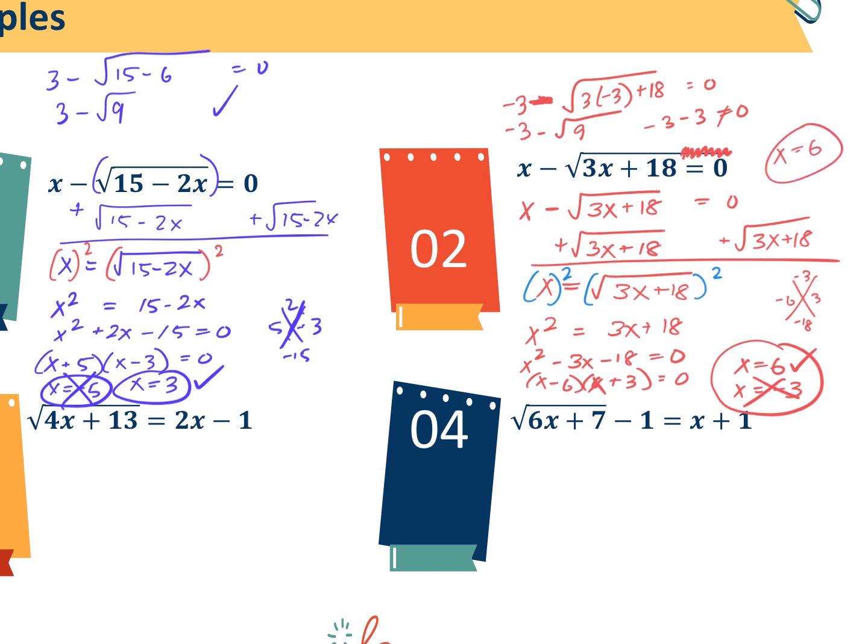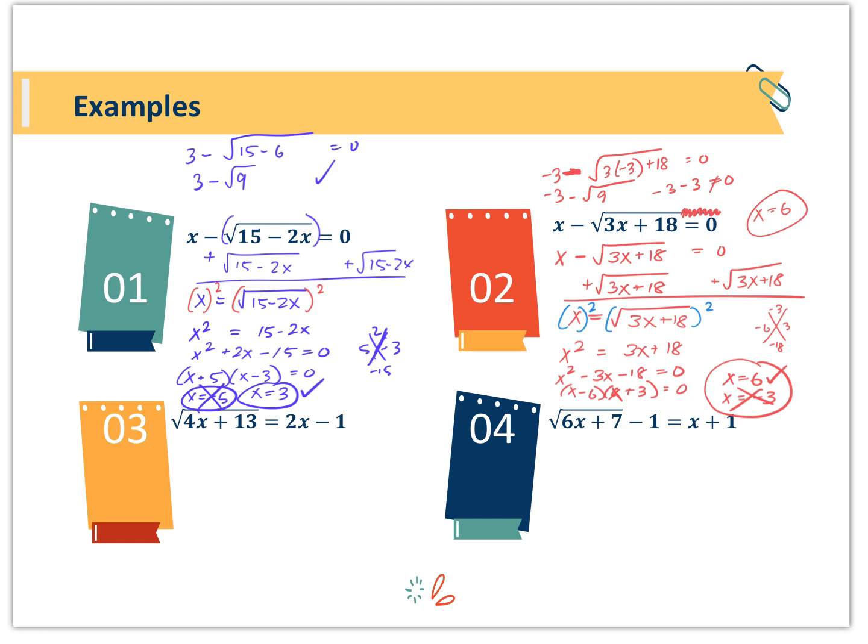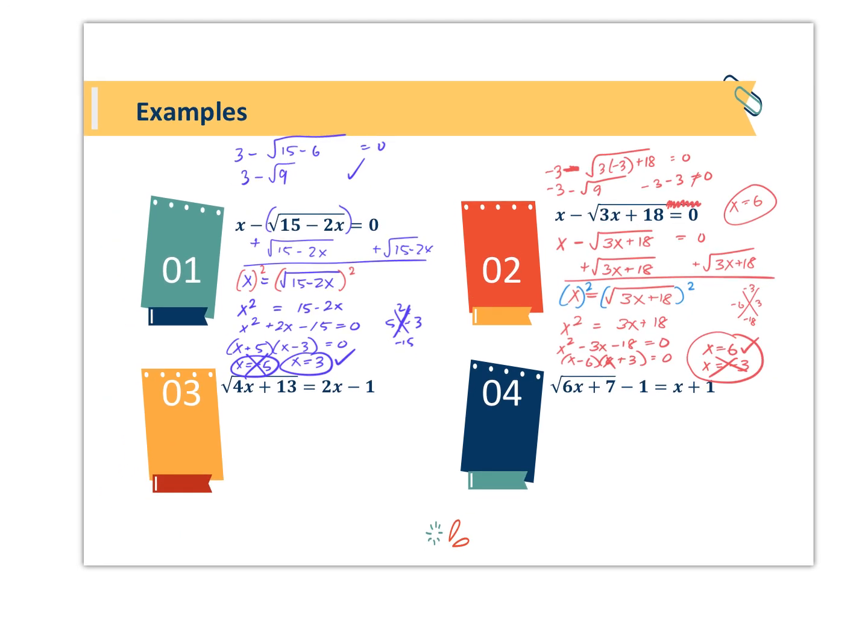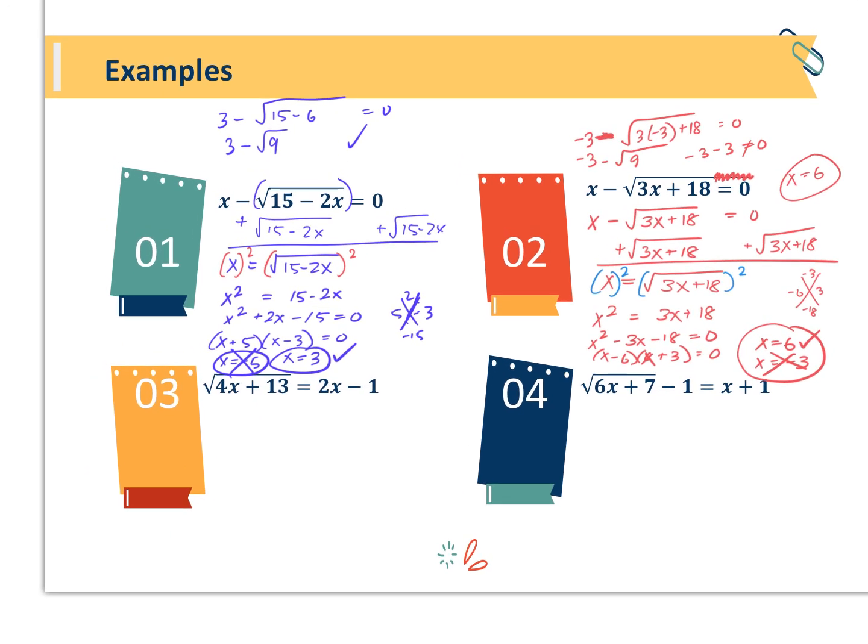That's it. Okay. We go to our third problem here, and notice we have a square root on the left. It's fully isolated, and then we have the 2x minus 1 on the right. So let me just rewrite it, kind of give myself a little space. So I know that to get rid of a square root, I have to square it. So I'm going to have to square the other side. So on the left, I'm going to get 4x plus 13.